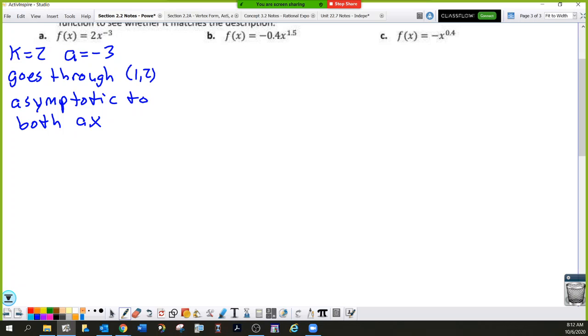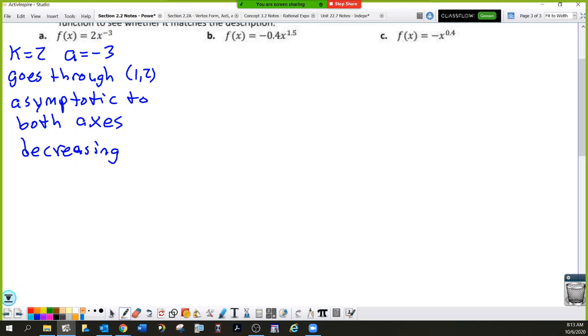I don't know how to spell axes. It looks like axes, but whatever. So asymptotic to both axes and decreasing. That's what it looks like. Pow. Don't overthink it, please.